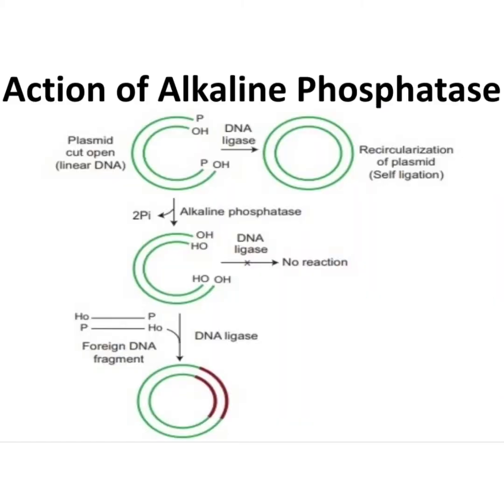Here you can see the plasmid when it is cut open, forming a linear DNA. The DNA ligase is used in attaching the hydroxyl and the phosphate group. Whereas the alkaline phosphatase, when it is used, it has no reaction. The DNA ligase has no reaction, but the alkaline phosphatase helps in impregnating the insert with the vector. So HO to P and P to HO, the foreign DNA fragment is attached to the vector in the presence of DNA ligase after the activity of the alkaline phosphatase.